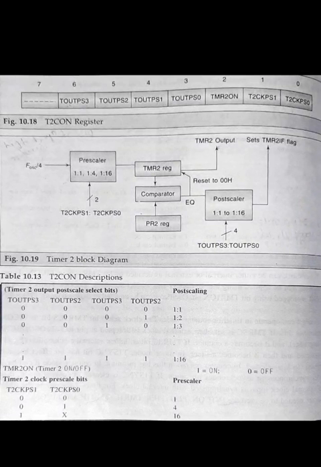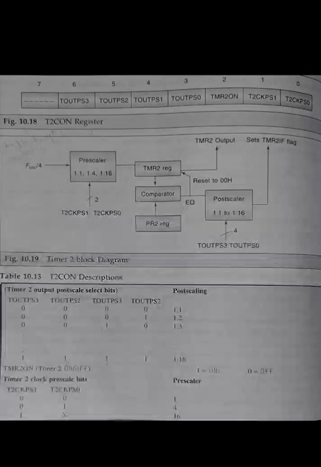Then this equal output is given to the input of the postscaler. It does not generate an interrupt immediately. When the postscaler reaches its value, it generates the Timer 2 interrupt flag bit set, after some delay. The figure shows the Timer 2 block diagram.